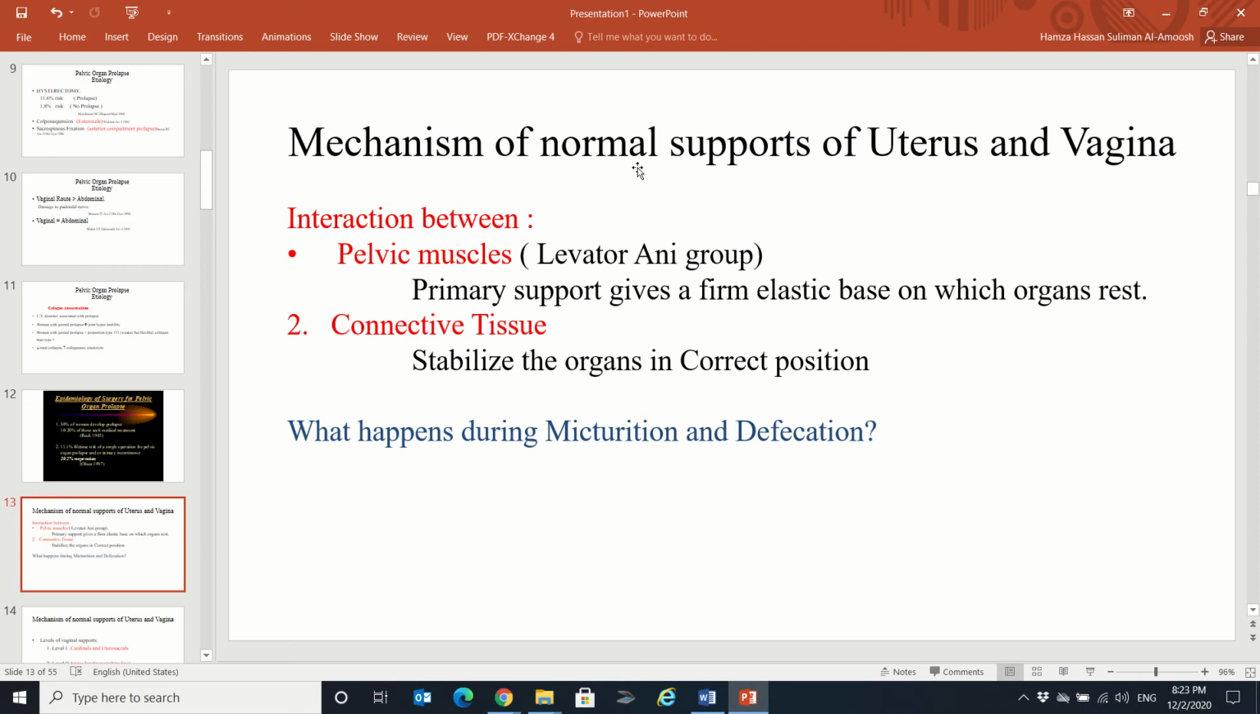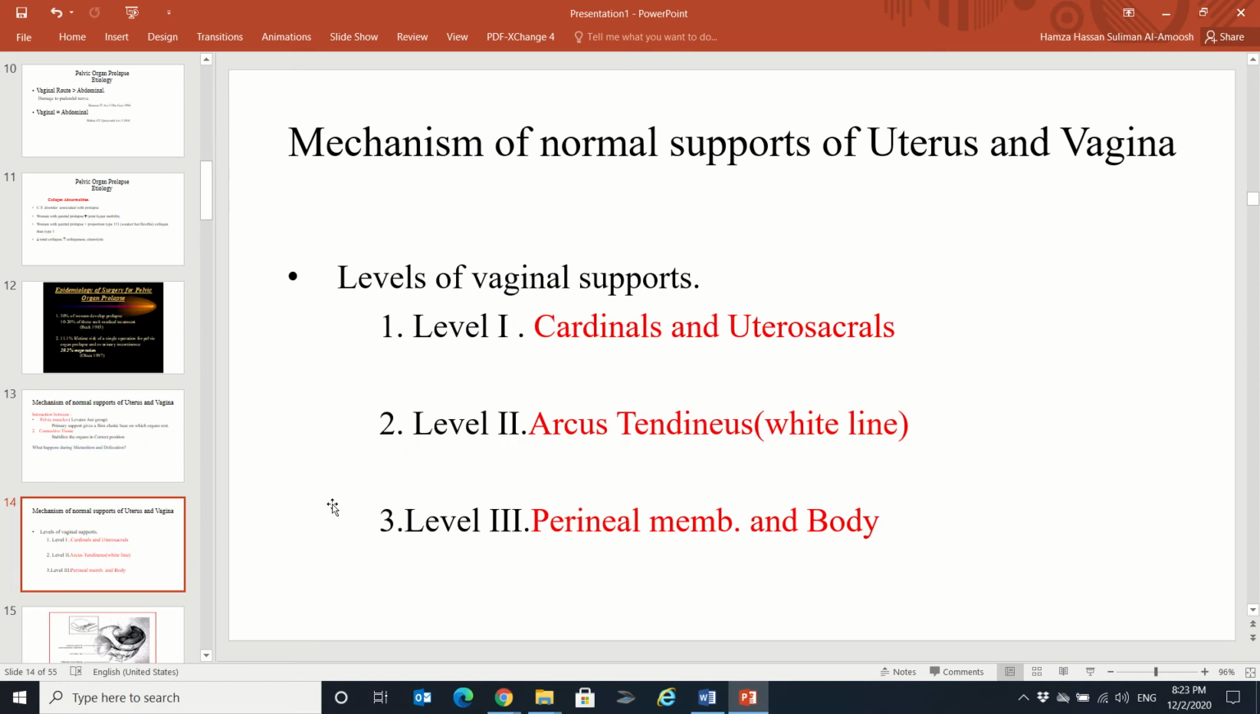Okay, so the mechanism of normal supports of the uterus and vagina: interaction between the pelvic muscles, as we said, the pelvic floor, the levator ani group, and connective tissue which supports the vagina. Levels of the vaginal support: level 1 or apical support, cardinal ligaments and uterosacral. Level 2, arcus tendineus white line. This is a line we'll show you on the pelvis where the connective tissue travels from that line to the vagina, supporting the middle part of the genital organs, the vagina.